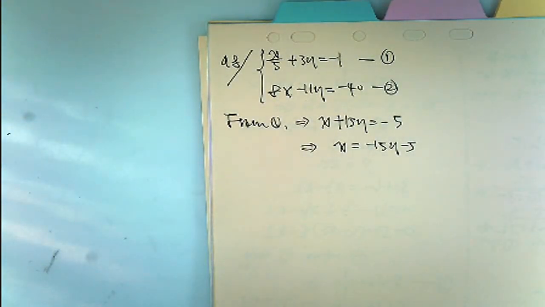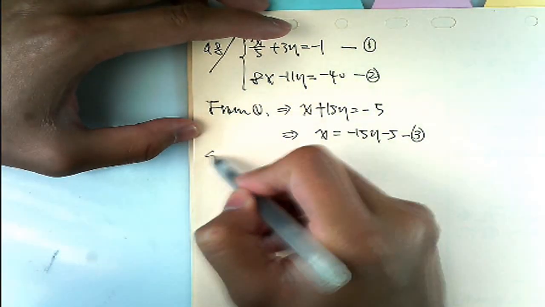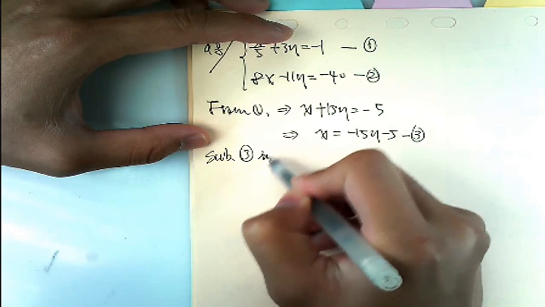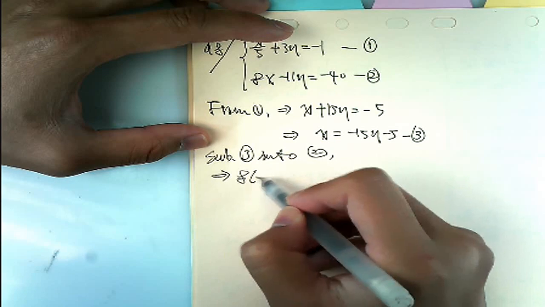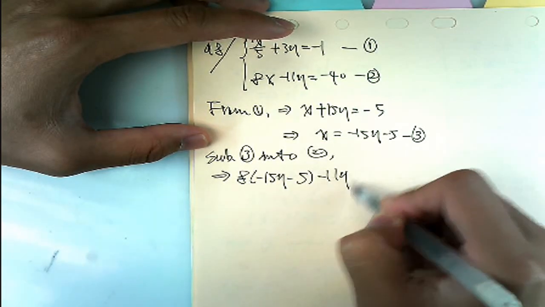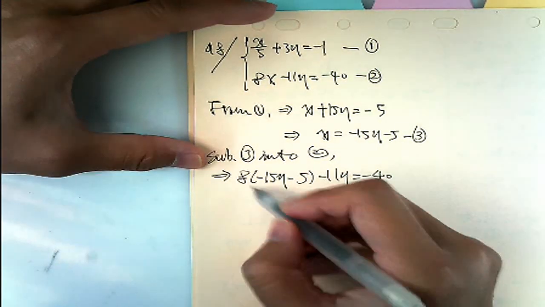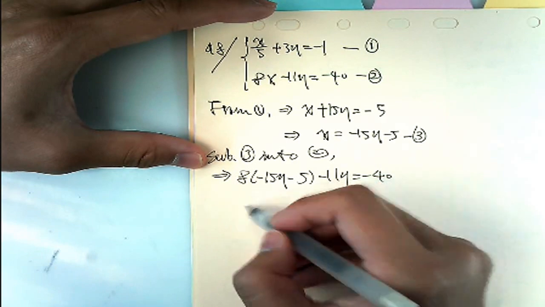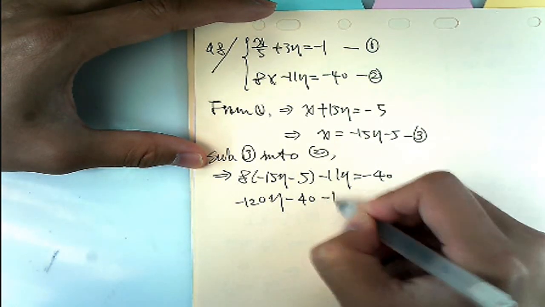Understand? So here we give a name, number 3. So next you write, put 3 into 2. You have this. Always give bracket, okay? Otherwise you will make something wrong. Okay? So keep going. 8 times 15 is minus 120, and then this is minus 40.